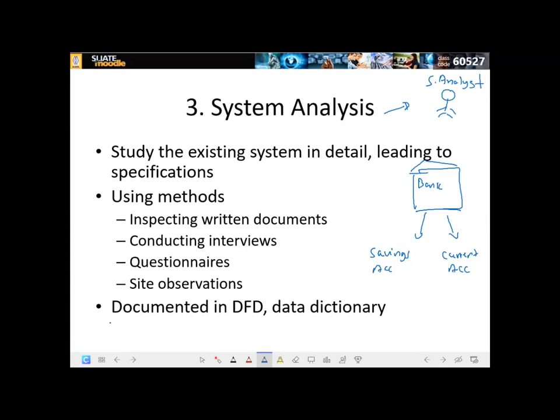So, SRS, system requirements specification.